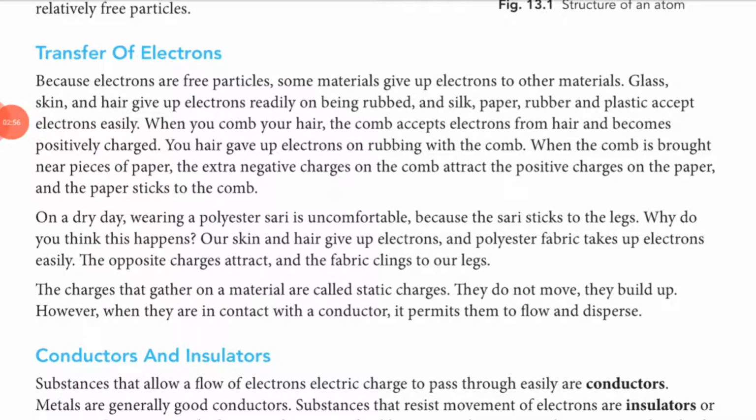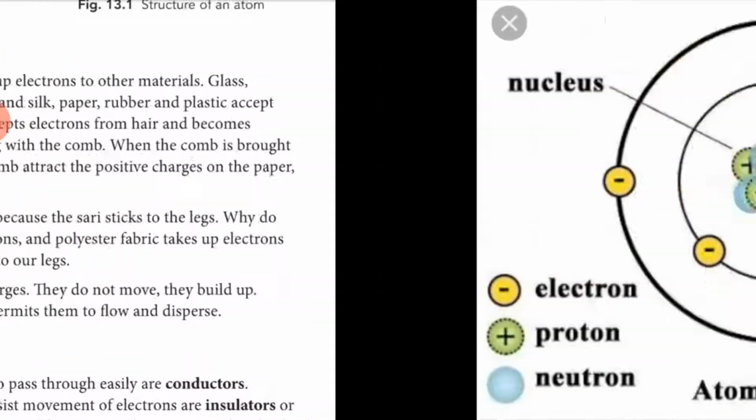Now our next topic is transfer of electrons. There are a few materials like glass, skin and hair. They are used to give electrons, but materials like silk, paper, rubber, plastic are used to accept electrons, right? So in this way there is the transfer of electrons. Let's see one example.